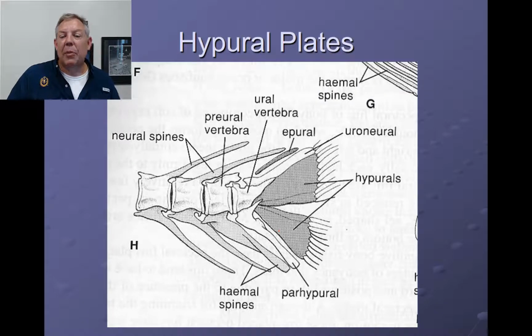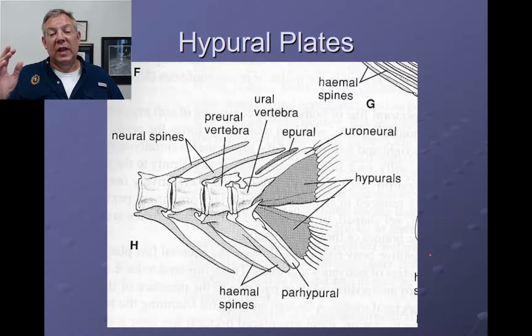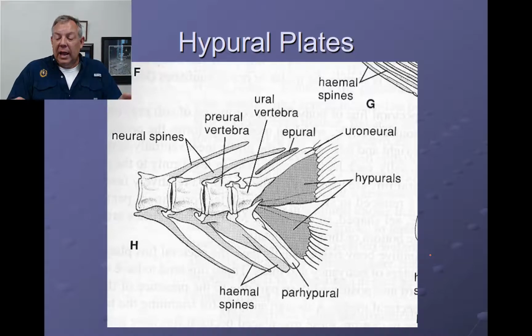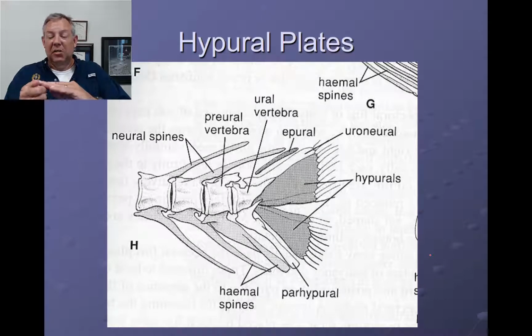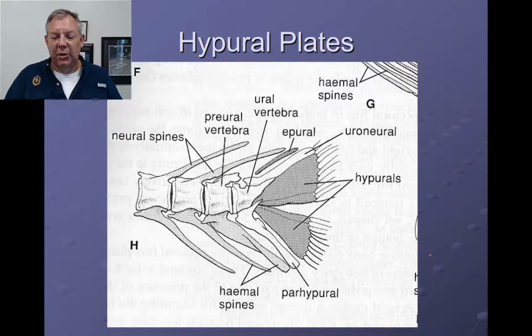Okay, last thing we'll talk about are the hypural plates. I mentioned these earlier when we talked external anatomy. If you're trying to get the standard length of a fish, you measure from the snout to the end of the hypural plates. And if you've got a live fish, you can just kind of bend the tail, and you can see where it doesn't bend. It doesn't bend because there's a skeleton there. There's a hypural plate. That's where you would measure the standard length.